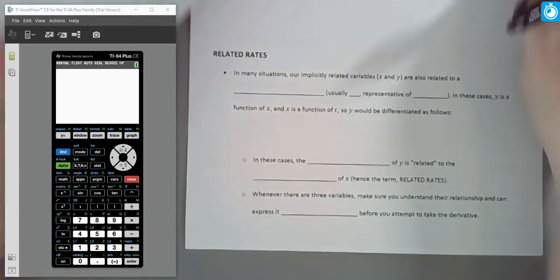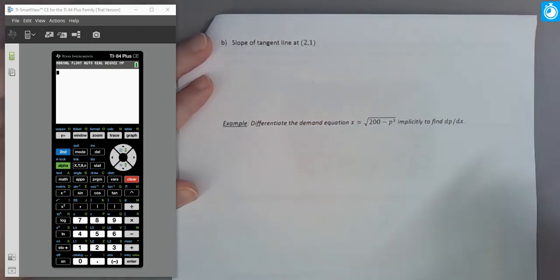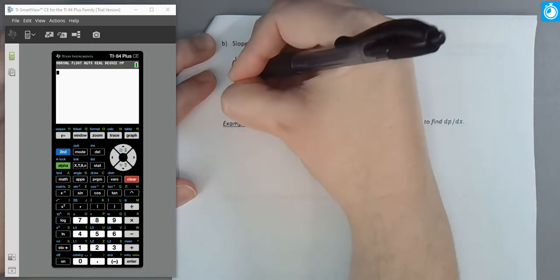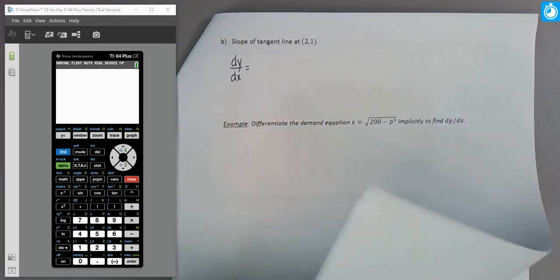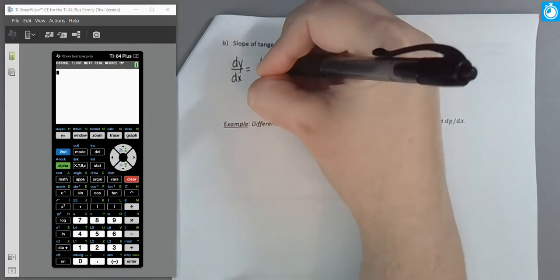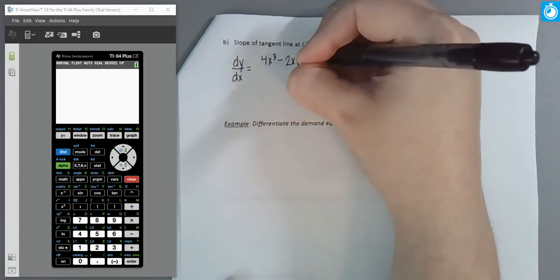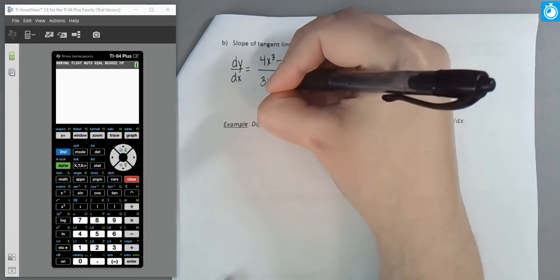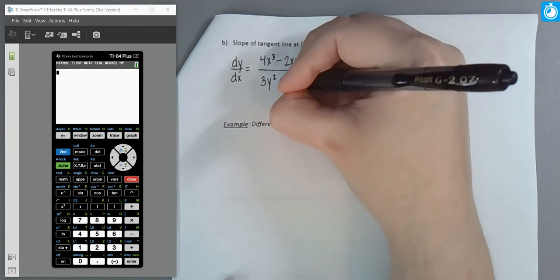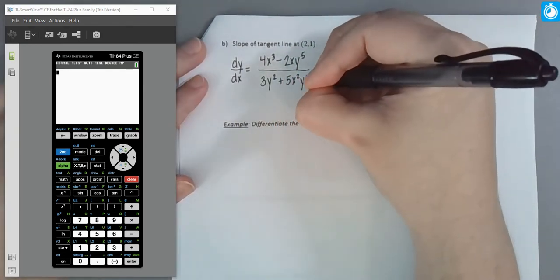So let's flip over. So we want the slope of the tangent line at this point, and I need to recopy our derivative. So we want dy/dx, and I'm going to let you flip back over to just recopy it. So our numerator is 4x cubed minus 2xy to the 5th, divided by 3y squared plus 5x squared y to the 4th power.